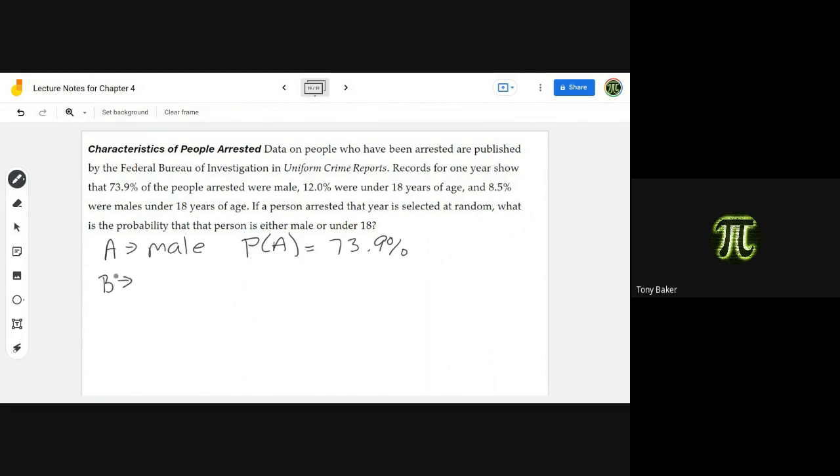What's the second event? Under 18. Now, what's the probability of that event occurring? 12%. Okay. Are those two mutually exclusive? Those two events? Could you have a male under 18? Then they're not mutually exclusive. Okay. So, since they're not mutually exclusive, we need to know what the overlap is.